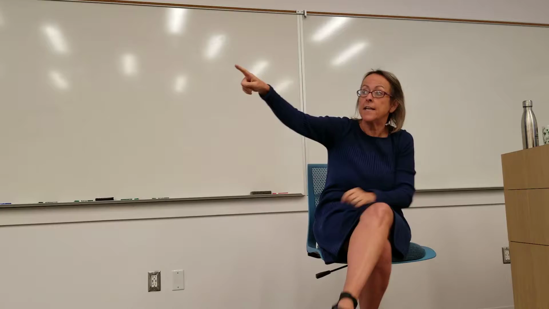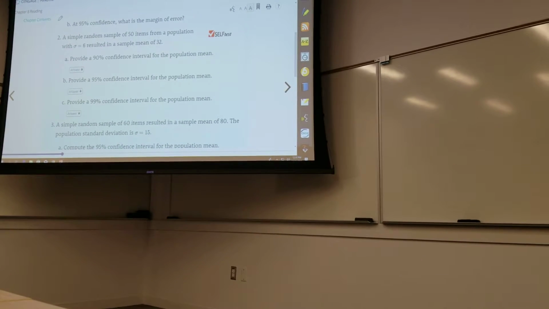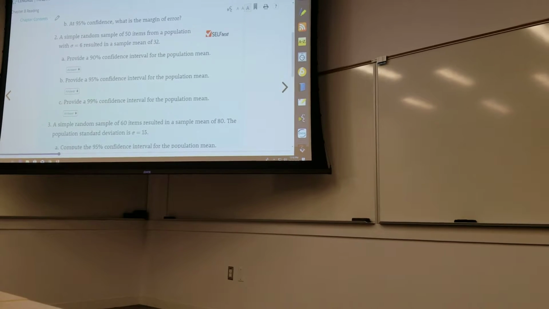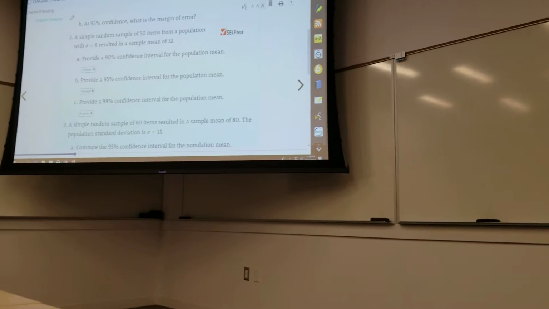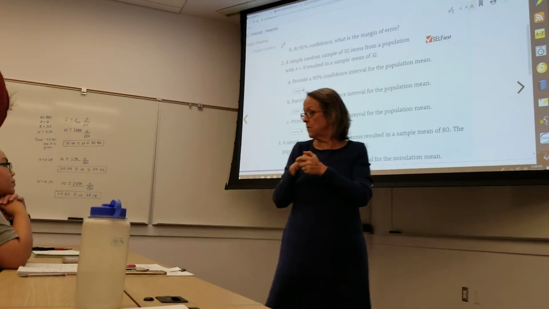What you changed as you went down from one to the next, right? This is your margin of error. All of this is your standard error. The only thing that changed as you went down was your z-score, right? You did not change this at all. Okay, so that could be a complicated multiple choice question.